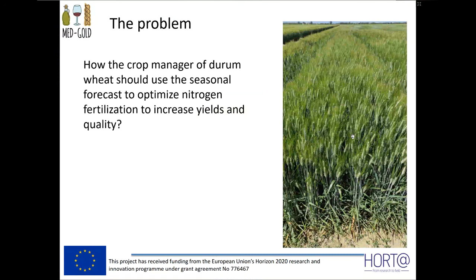And here you can see the question: how should the crop manager of durum wheat use the seasonal forecast to optimize nitrogen fertilization to increase yield and quality? It is a big problem because the dose to apply is not always the same quantity. It depends on the season, yield, variety, soil features, and so on. Next.